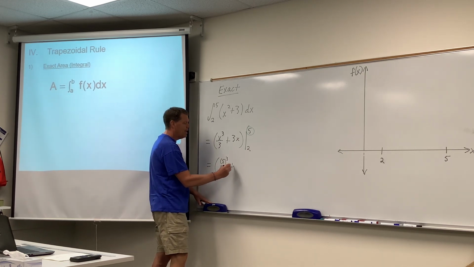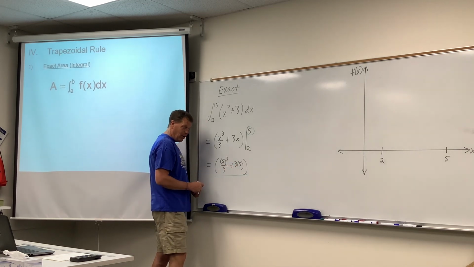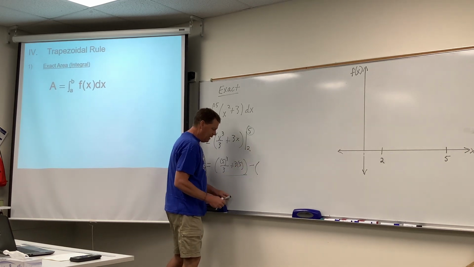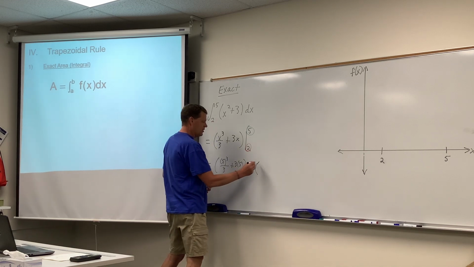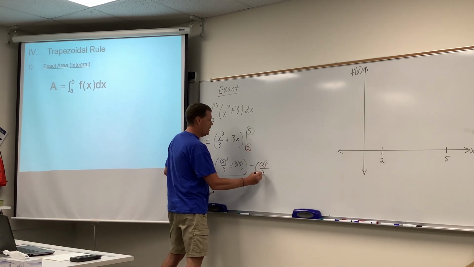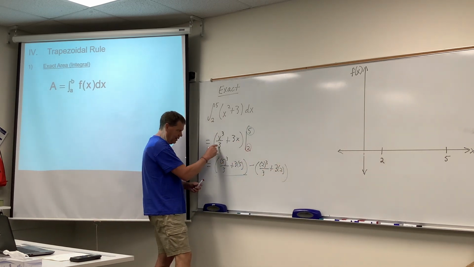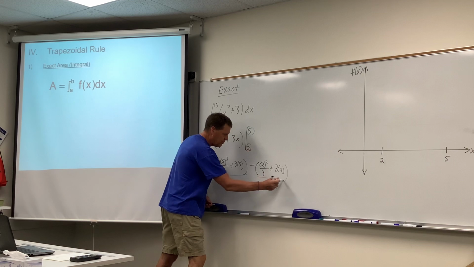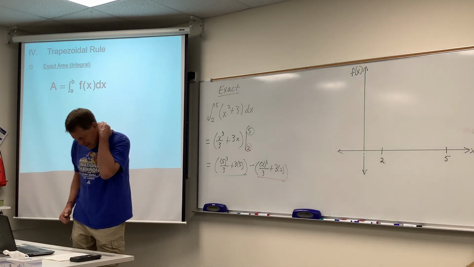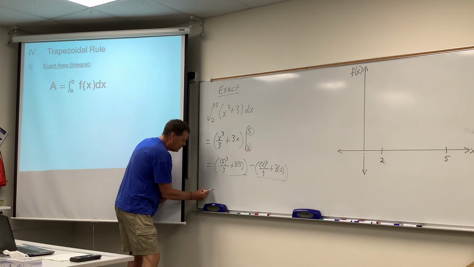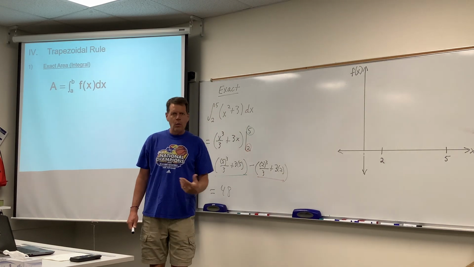5 cubed over 3 plus 3 times 5, and that would be the capital F of b, as you recall, minus, and then we put the lower limit of integration in there, the 2, so that will give us 2 cubed over 3 plus 3 times 2, F of a in our notes from before, and that's all just arithmetic. If you perform all that arithmetic, which I did ahead of time, the exact area under that curve between 2 and 5 is 48 square units.